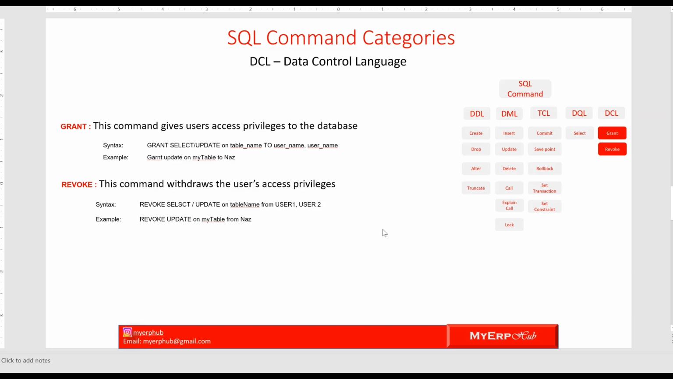So the next is the DCL, data control language, and we have two commands, which are grant and revoke. Grant is providing the access or giving the privilege on the database to a specific user, and revoke is taking back all the access from the user for the table or database. We can do select or update, whatever we want to give, and we can revoke it from them.